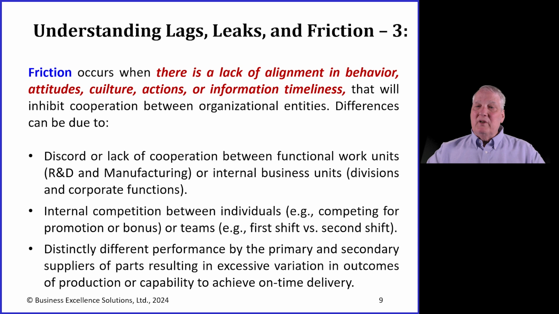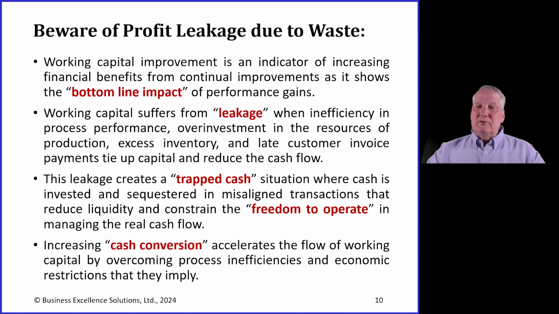So friction occurs when there's a lack of alignment in behavior, attitudes, culture, actions, or information timeliness. And these differences can be due to discord or lack of cooperation between functional work like R&D and manufacturing, internal business units like corporate and divisions, maybe internal competitions between individuals or teams, or distinctly different performance by primary and secondary suppliers of parts that we get excessive variation outcomes, or in the way we deliver on time to customers. So all of those are problems.